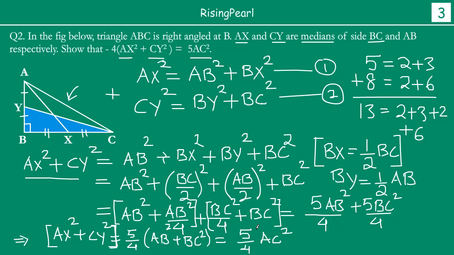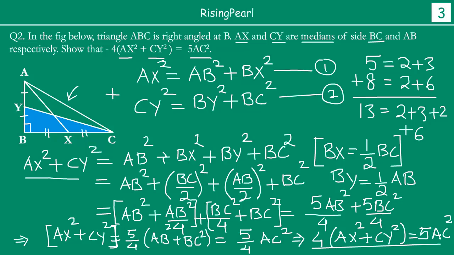So we can multiply both sides by 4. So what will we get? We will get 4 times AX square plus CY square is equal to, on the right side we have 5 AC square. So friends, which is exactly what we have to prove. 4 times AX square plus CY square is equal to 5 times AC square, and this is what we have proved.